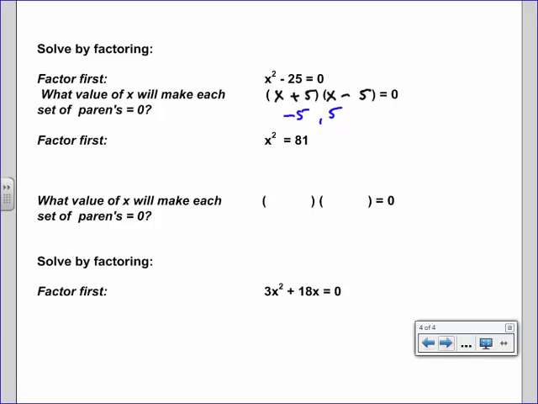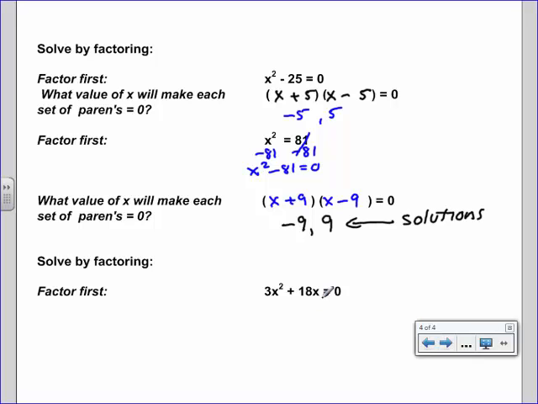Now, the next one isn't in difference of squares form, but one simple step will get it there. If you subtracted 81 from both sides, you would have x squared minus 81, and that would factor to (x + 9)(x - 9). So your solutions: what plus 9 is equal to 0? -9. What minus 9 is equal to 0? 9. So there are your solutions.